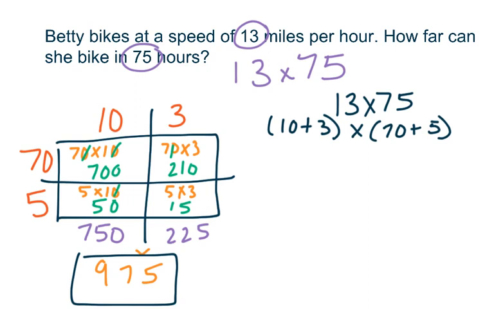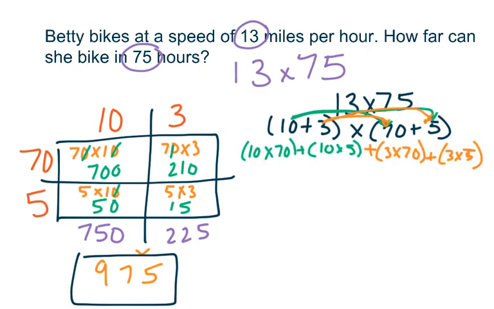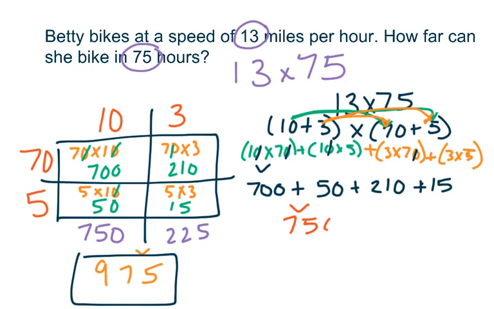Then I'm going to distribute, and I'm going to multiply my 10 times my 70 and my 10 times my 5, followed by my 3 times my 70 and my 3 times my 5. I'm then going to multiply to find my partial products, so I'm going to solve each of those smaller multiplication problems. I'm going to add two of those numbers at a time just so that I do not have too much work to do and too many numbers to work with at one point in time. And then I'm going to add these two pieces together to find my final product. So I get an answer of 975.